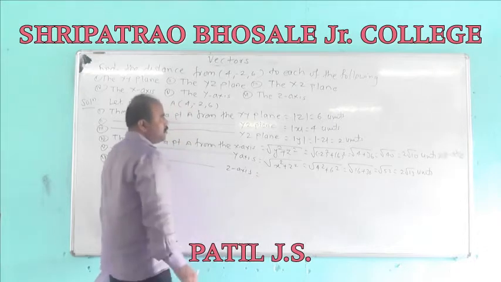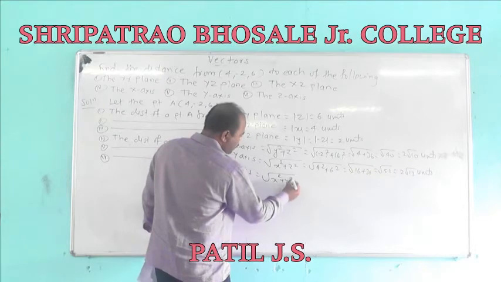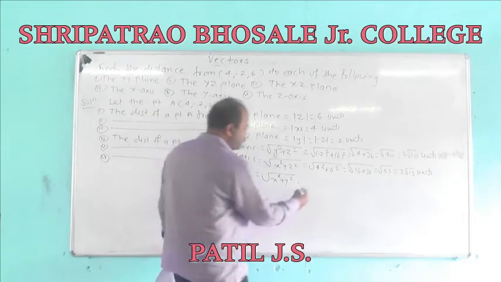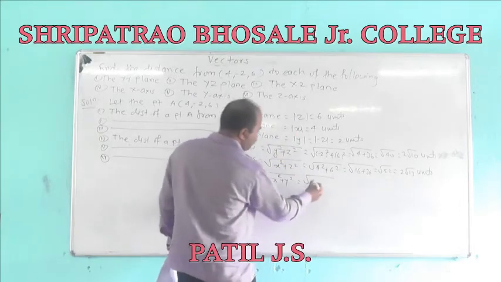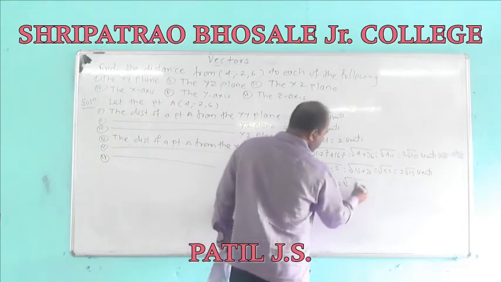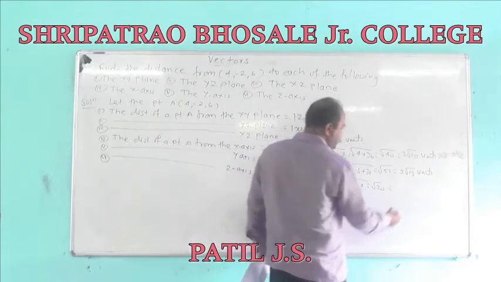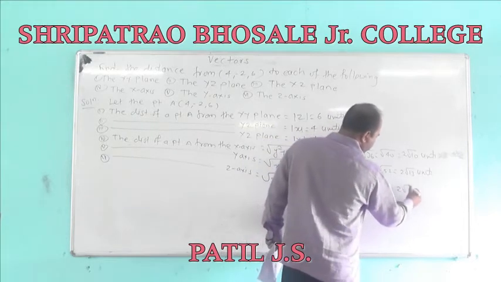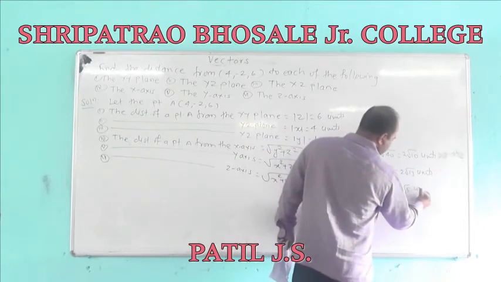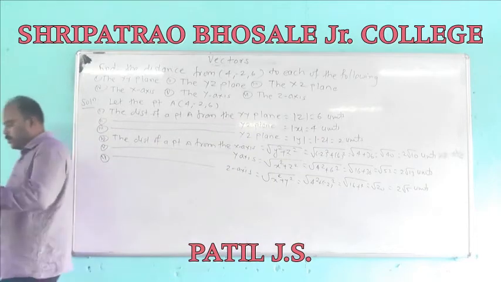From the z-axis is equal to the square root of x square plus y square. That equals 4 square plus -2 square, that means 16 plus 4 equal to 20, that means 4 into 5, that means 2 root 5 units.